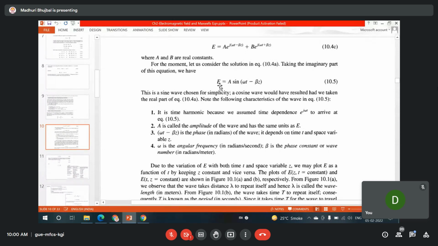Okay, write down the third observation. What is the third observation? The sine of something. What is that? It is omega t minus beta z. Write down, omega t minus beta z is called the phase of the wave. The unit of this phase is radian.